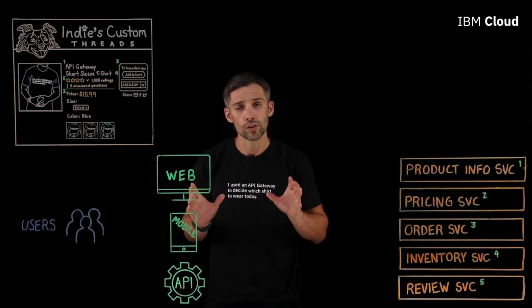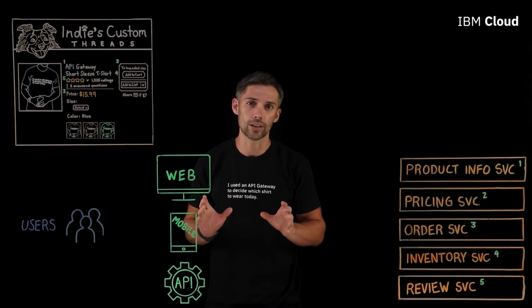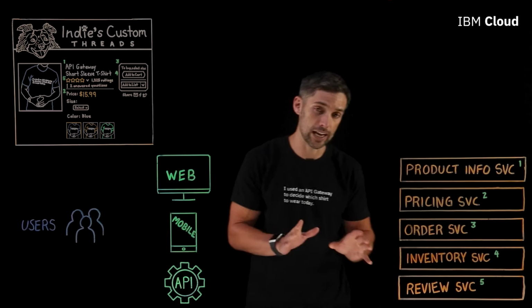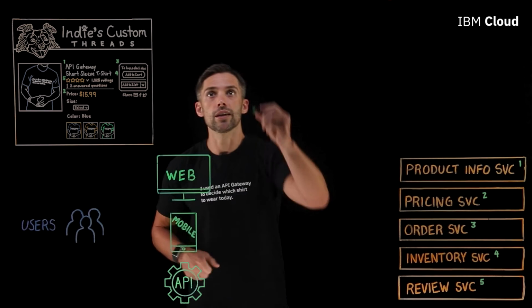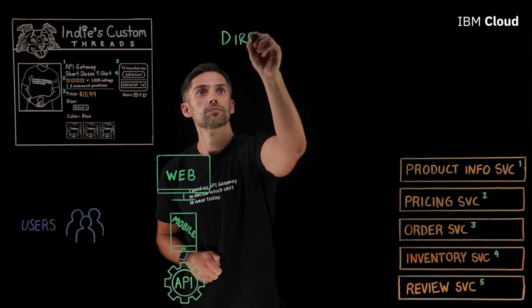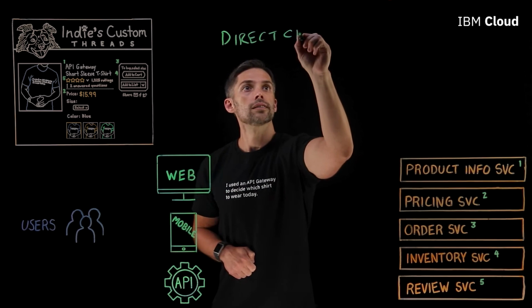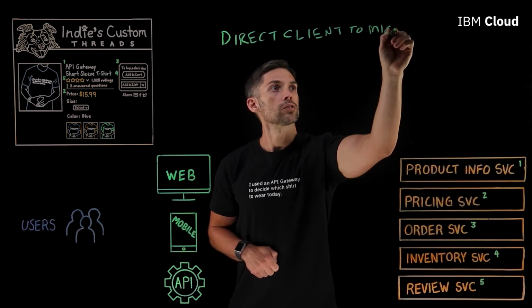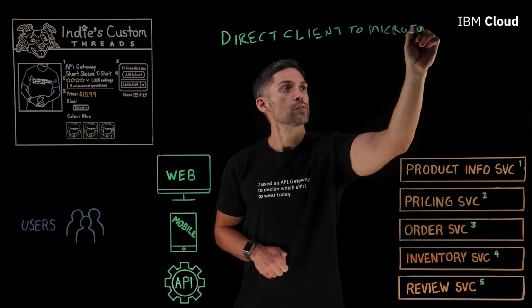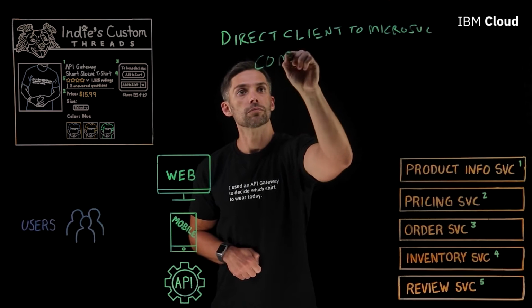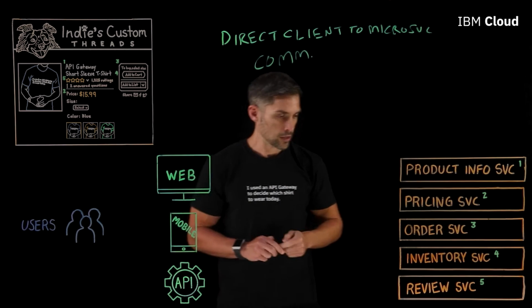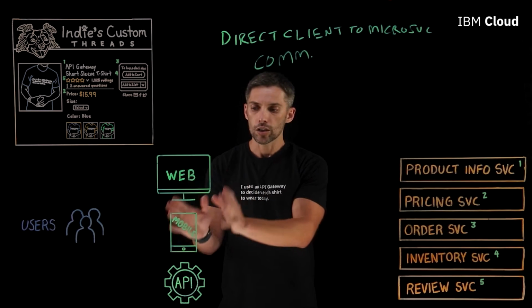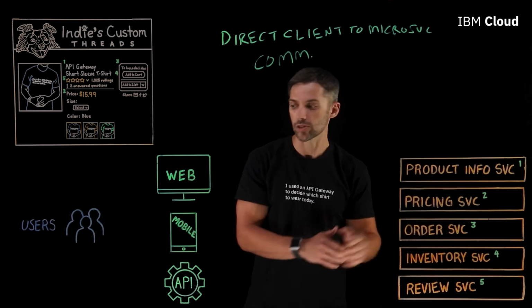Okay. So the first architecture pattern where we could have users communicate with these microservices would be without an API gateway. And this would be a direct client to microservice, I'm just going to put SVC for short, communication. So in this approach, in this architecture pattern, we have our clients speaking directly to our microservices, right?